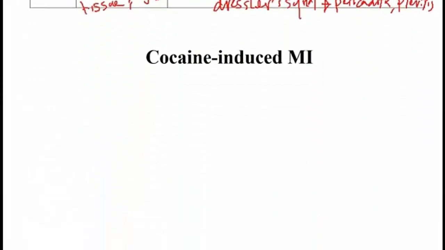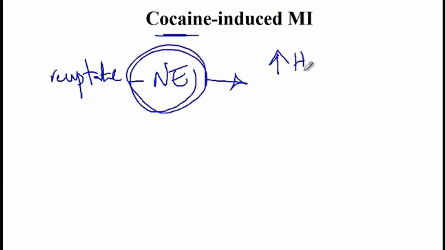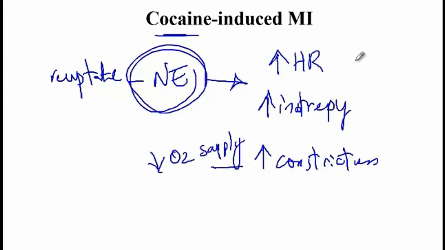And then finally, we have cocaine-induced myocardial infarction. What cocaine does is that it inhibits the reuptake of biogenic amines like dopamine, norepinephrine, and serotonin in the nerve terminals. When the norepinephrine accumulates, it will cause increased heart rate, increased inotropy of the heart, and increased constriction of the coronary arteries. So by constriction of the coronary arteries, there would be a decreased oxygen supply, while due to the elevated heart rate and elevated inotropy, there would be an increased oxygen demand.